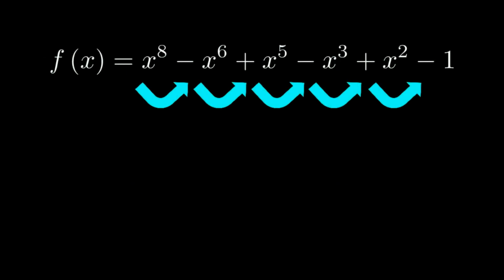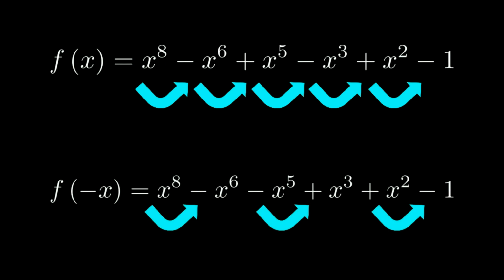In this example problem, there are 5 sign changes. It starts with a positive x to the 8th, then a negative x to the 6th, and a positive x to the 5th, and so forth. If we plug in negative x, we see that there are only 3 sign changes. This means that there must be 5, 3, or 1 positive solutions. Again, 5 sign changes minus some even number, 5, 3, 1.